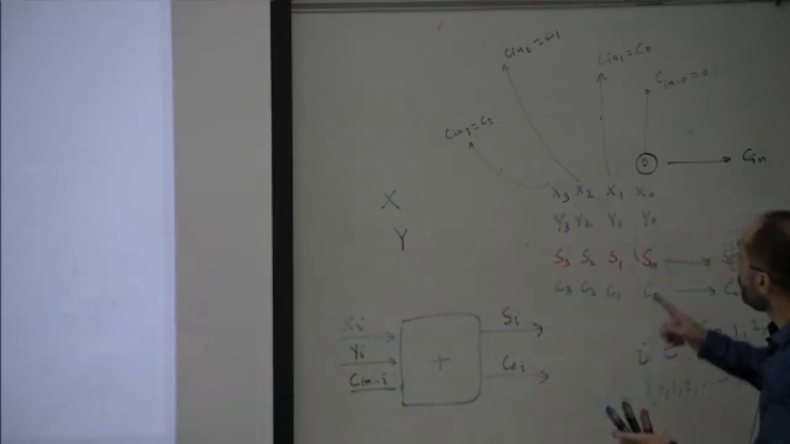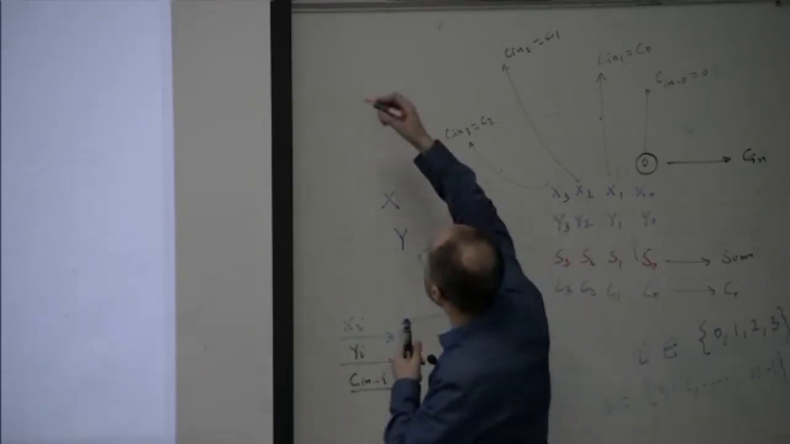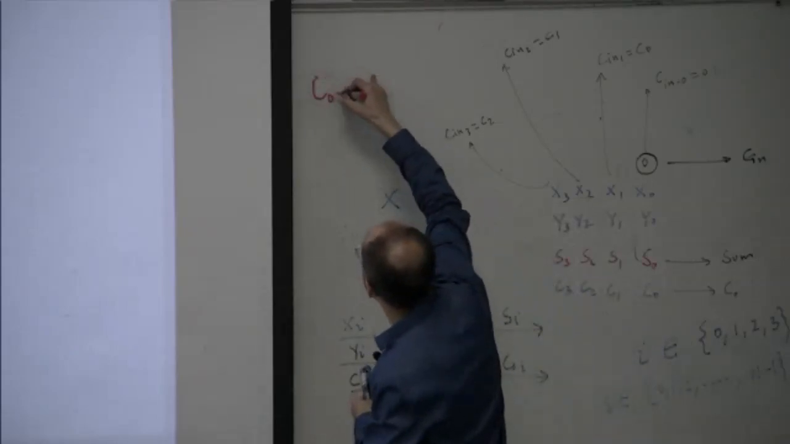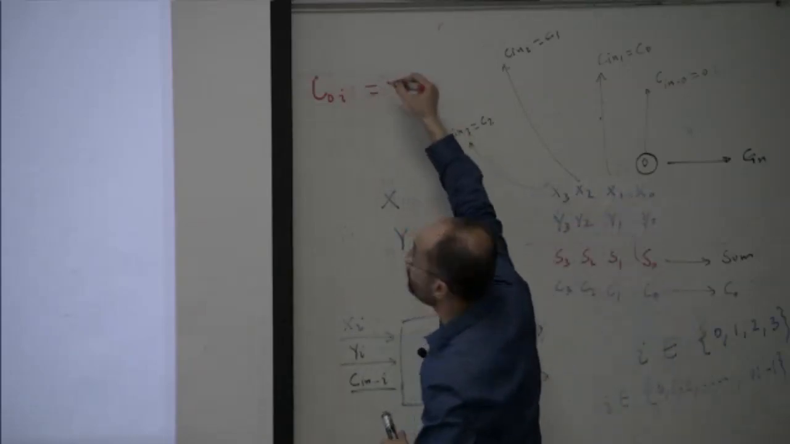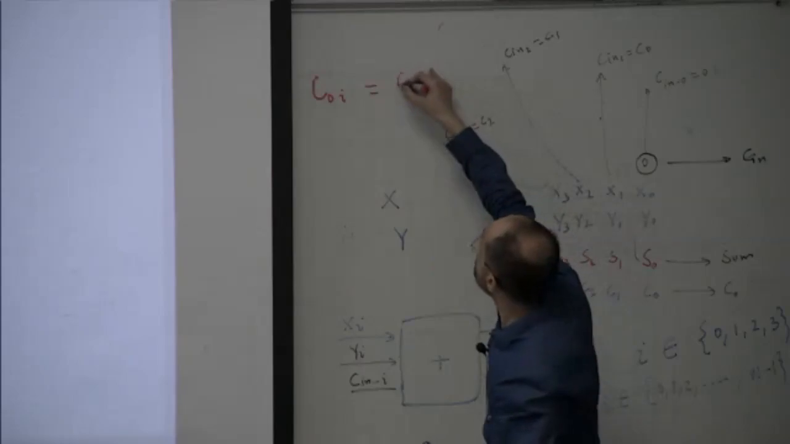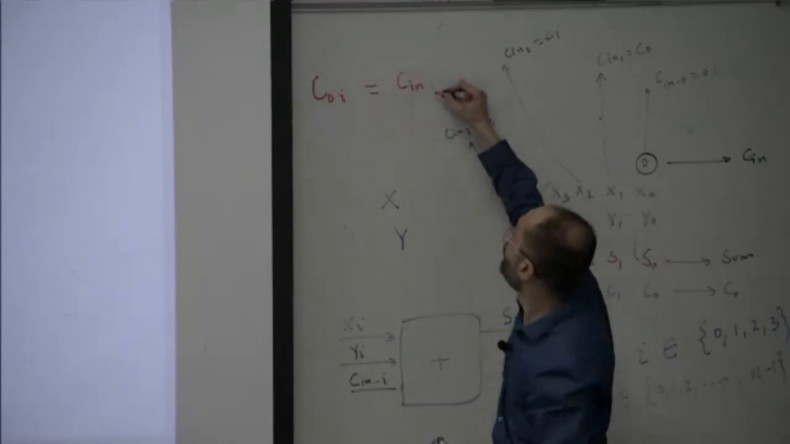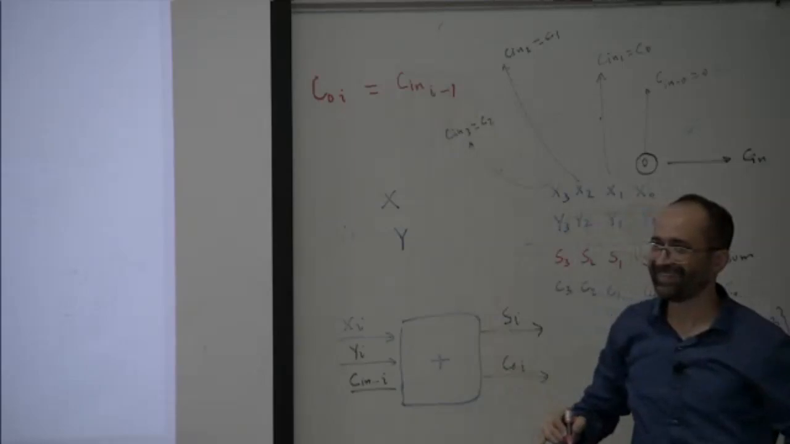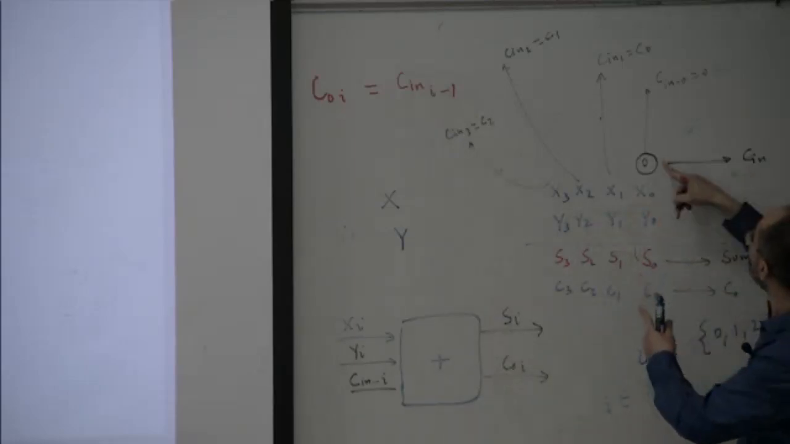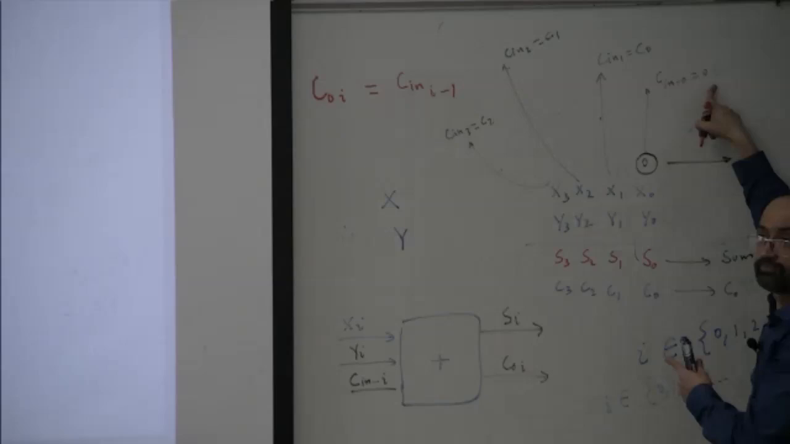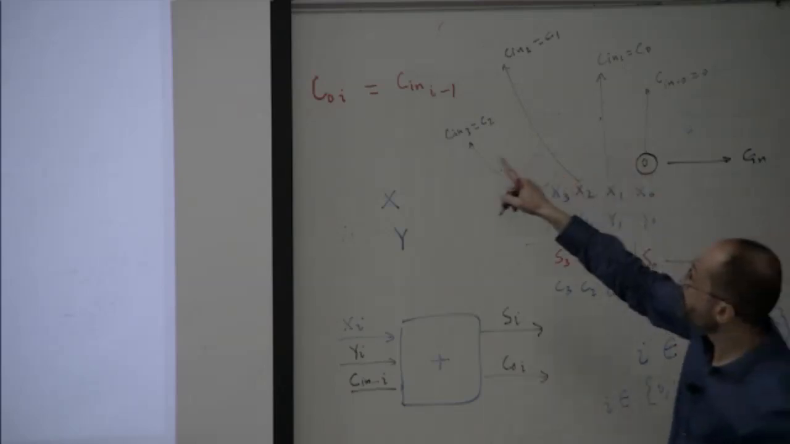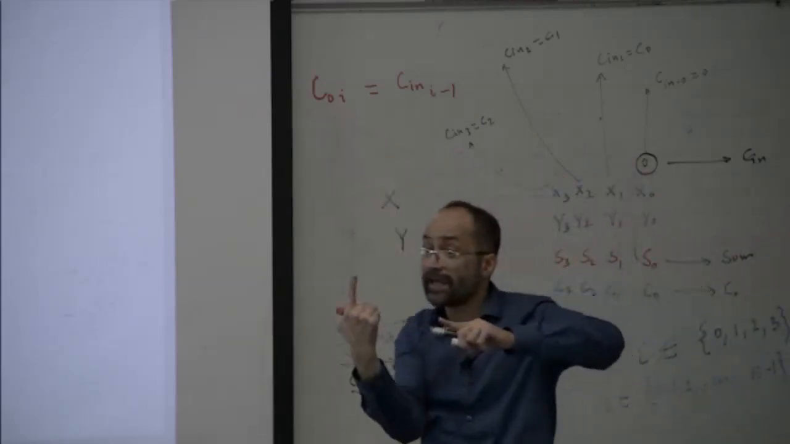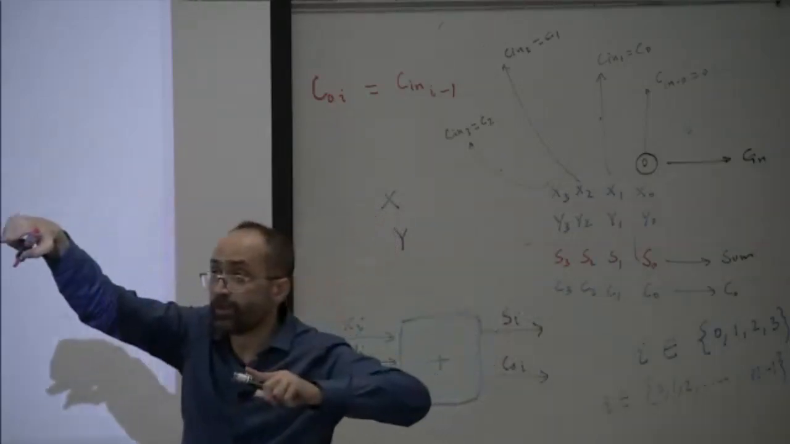And if you look at here, what is Couti? This is the carry out. Couti is what? Cin i plus 1, because Cin0 is actually 0, and Cin1 is actually Cout0. Got it? Any question?